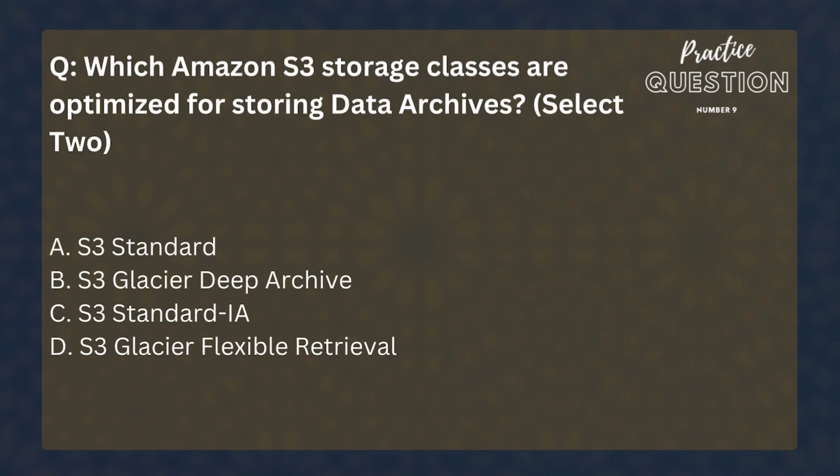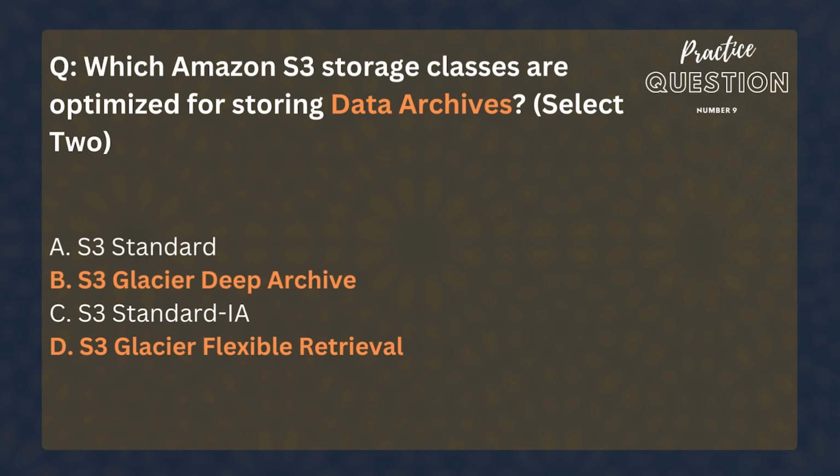Which Amazon S3 storage classes are optimized for storing data archives? Select two choices. S3 Standard, S3 Glacier Deep Archive, S3 Standard IA, S3 Glacier Flexible Retrieval. S3 Glacier and its storage classes are the best fit for backups and archives from cost perspective.